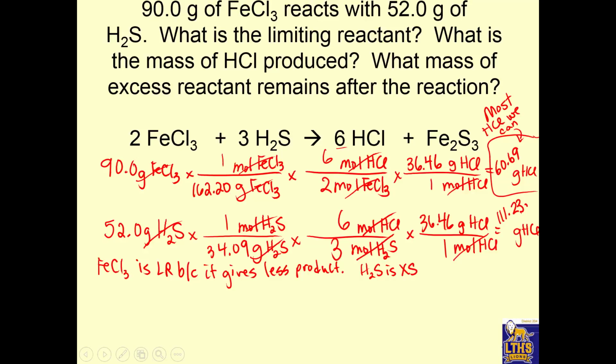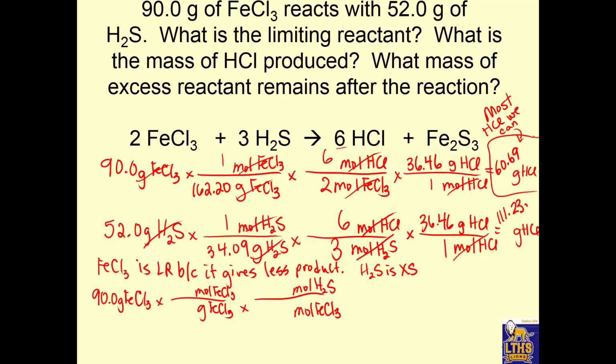Now we can do the excess reactant one. So we know the limiting reactant is the 90.0 grams of FeCl3. So now we change those grams of FeCl3 into moles of FeCl3, then moles of FeCl3 into moles of H2S, the other reactant, and then moles of H2S into grams of H2S. So let's do it. 1 mole, periodic table, 162.20. Moles to moles, coefficients, 3 to 2. And then moles to grams, 1 mole equals 34.09 grams.